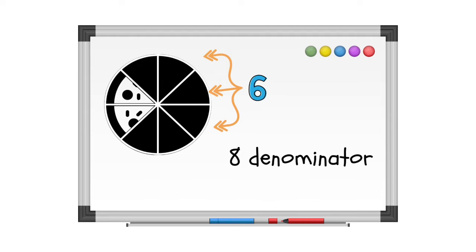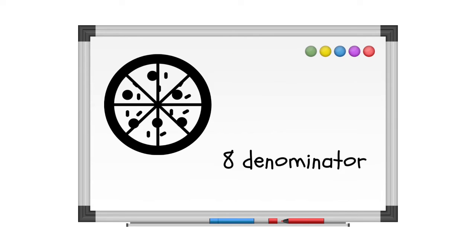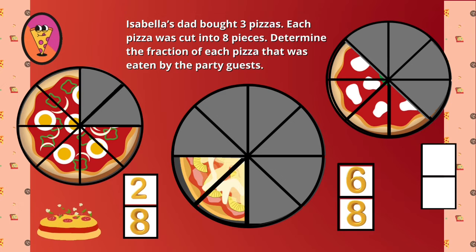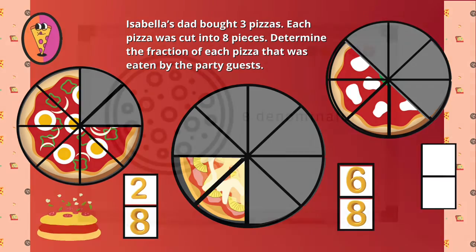When we use 8 as our whole number, we then subtract 2 from the whole. 2 represents what is left. The resulting answer tells us how many slices of pizza were eaten. For the second pizza, we know that 6 out of the 8 slices were eaten.